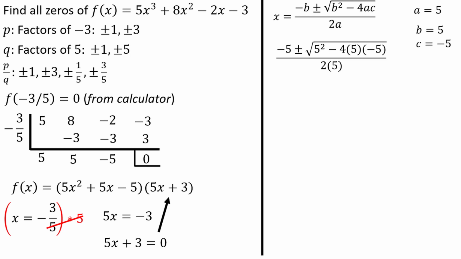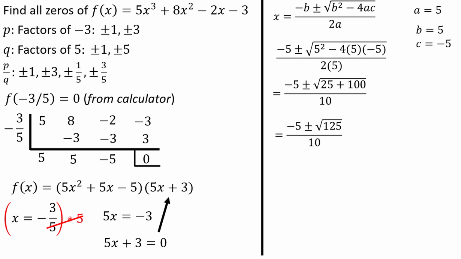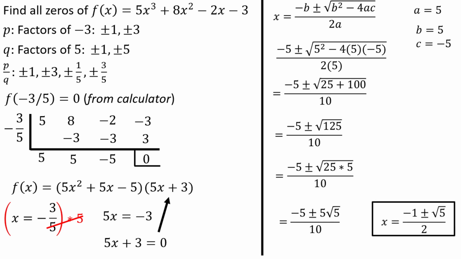Simplifying, we have negative 5 plus or minus the square root of 25 plus 100 all over 10. The square root of 25 plus 100 is the square root of 125. The square root of 125 is the square root of 25 times 5, which is 5 times the square root of 5, since 25 is a perfect square. Since negative 5 and 5 are both divisible by 10, we can reduce. We have negative 1 plus or minus the square root of 5 divided by 2.